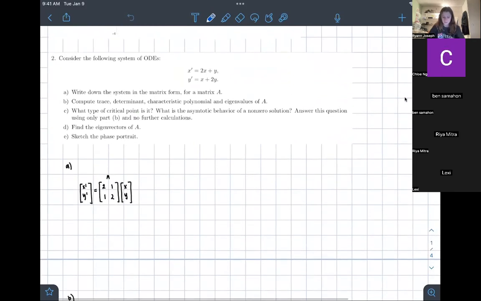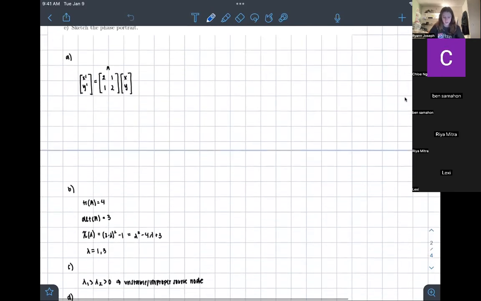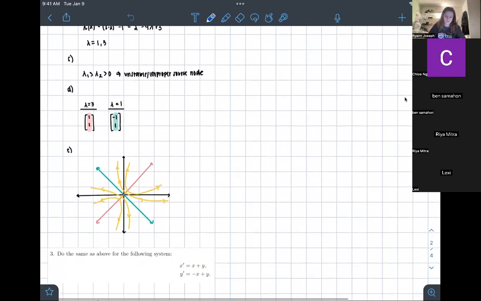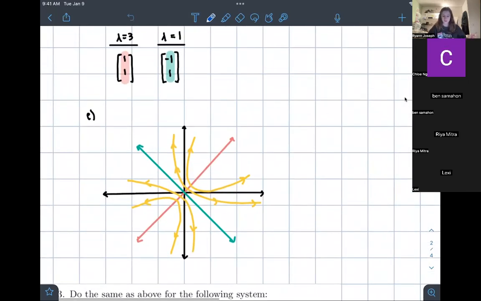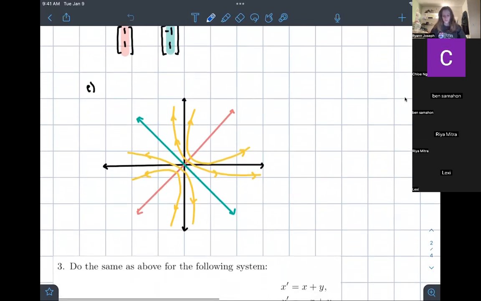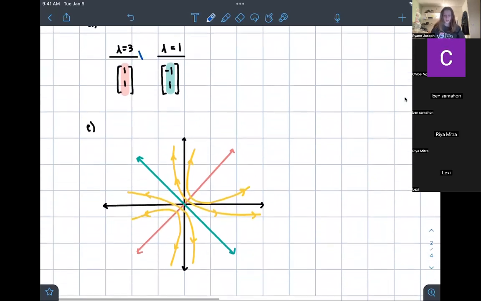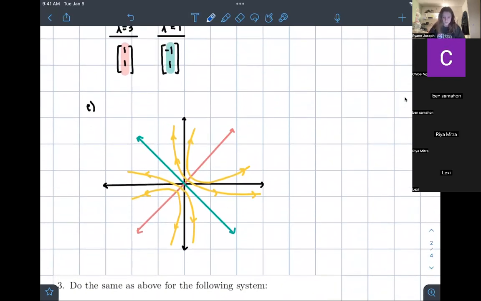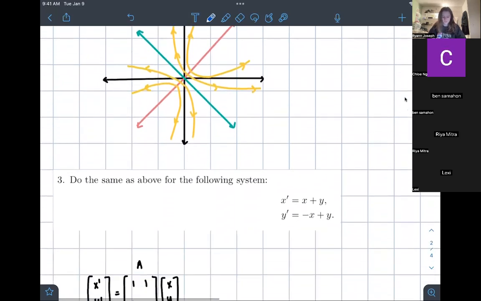So this is a system. We find the eigenvalues. We see they're both positive and not equal to each other. That gives an unstable or improper source node. We have our eigenvalues and our eigenvectors. The source is going to come from along the eigenvectors. As you can see, these yellow trajectories go along the greater eigenvalue's eigenvector. So it's going along (1, 1) instead of (-1, 1). And that is what our phase portrait looks like.